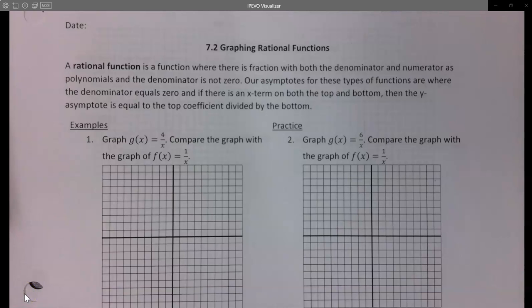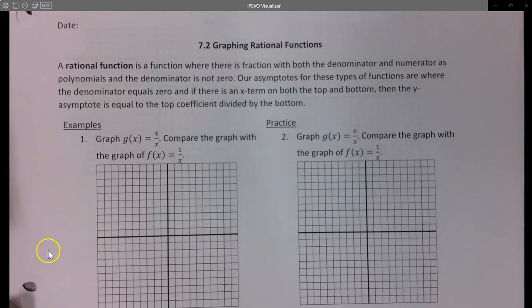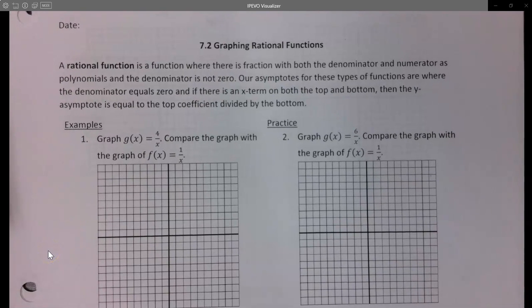Okay, today we are working with graphing radical functions. Or not radical, rational functions. A rational function is a fraction where both the denominator and numerator are polynomials and the denominator is not 0.